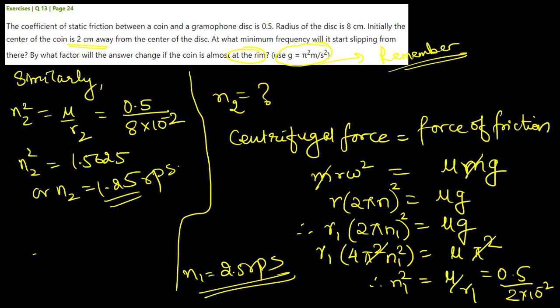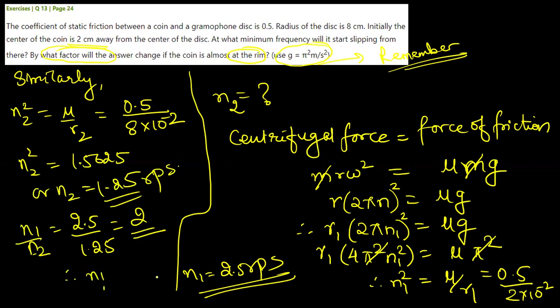The second thing they have asked is by what factor the answer will change. By what factor will the answer change means you have to divide n1 and n2. Whenever a factor is asked, you have to divide the two values. So n1 is 2.5 and n2 is 1.25. 1.25 into 2 is 2.5, so 2 is the factor. Therefore n1 upon n2 is 2. That is your final answer. It changes by a factor of two.